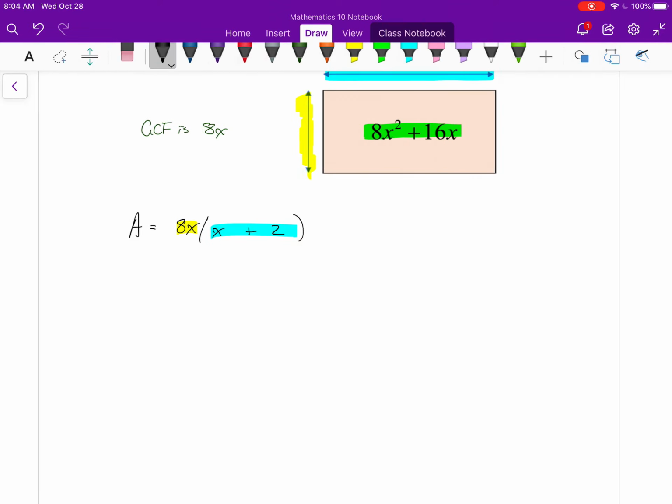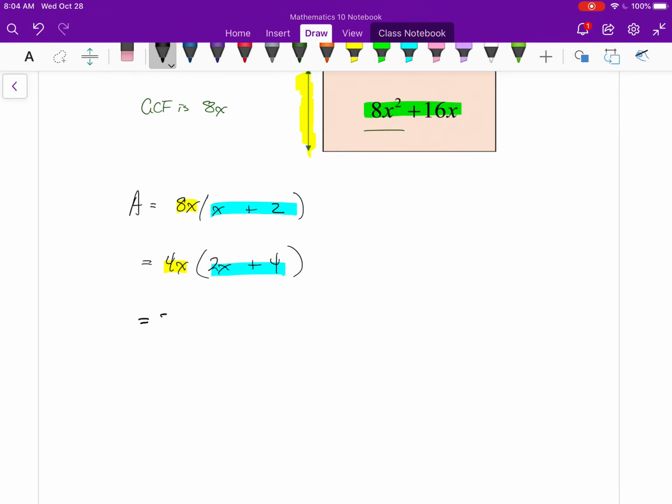However, another possibility would be, let's say the width is 4x. And if I took out a factor of 4x, I would have 2x plus 4 left. Essentially, I go back to 8x squared plus 16x and divide everything by 4x. And there's more possibilities. I mean, there's a whole bunch. I'll list out a few more, then I'll stop. I could also have 2x. And then if I took out a factor of 2x, I'd have 4x plus 8. So you can imagine the width being 2x, the length being 4x plus 8.